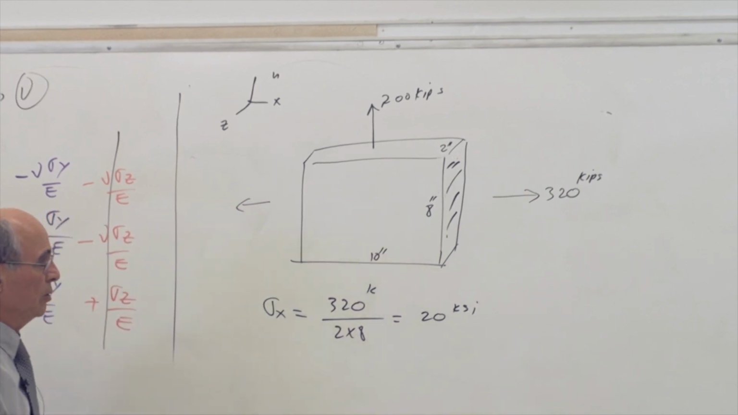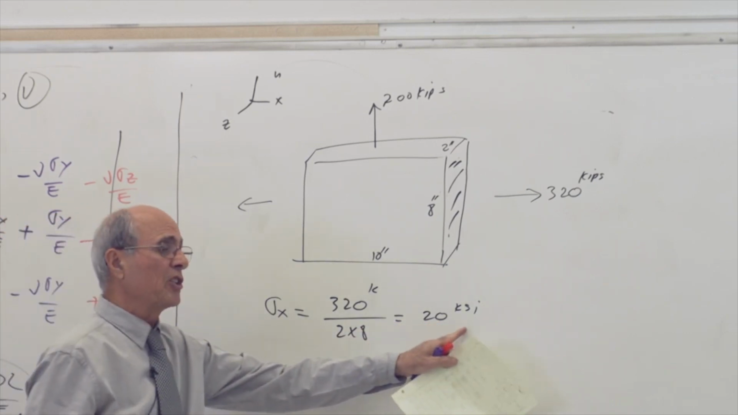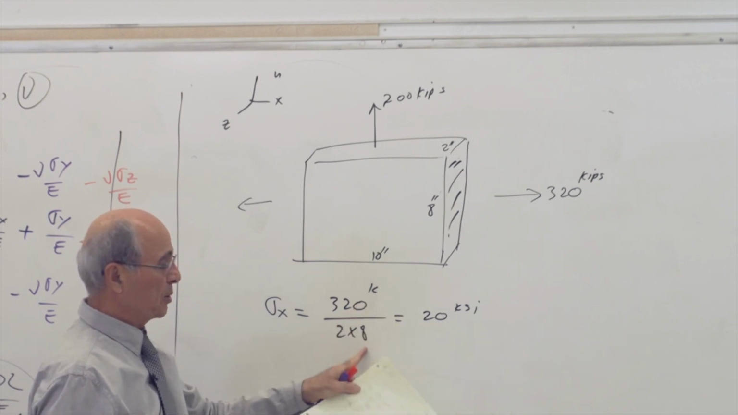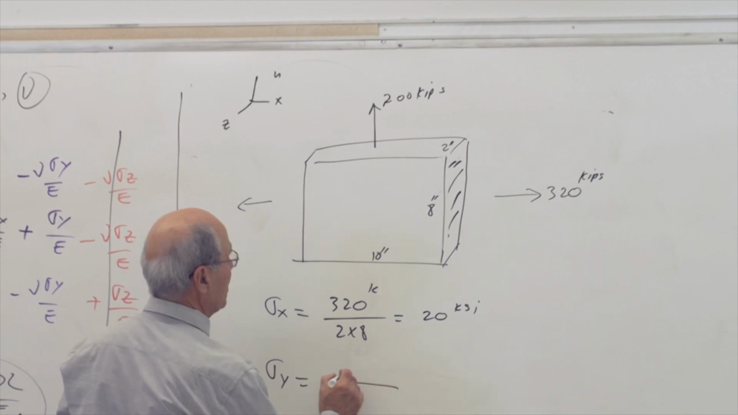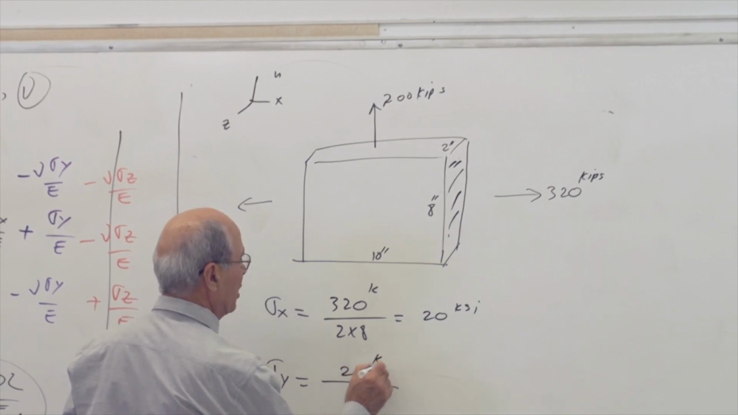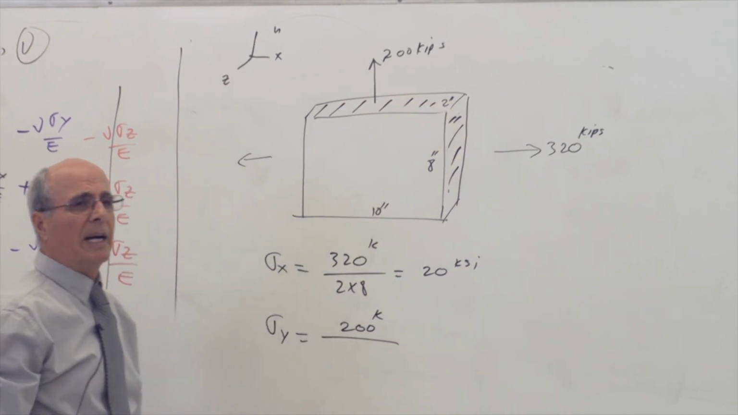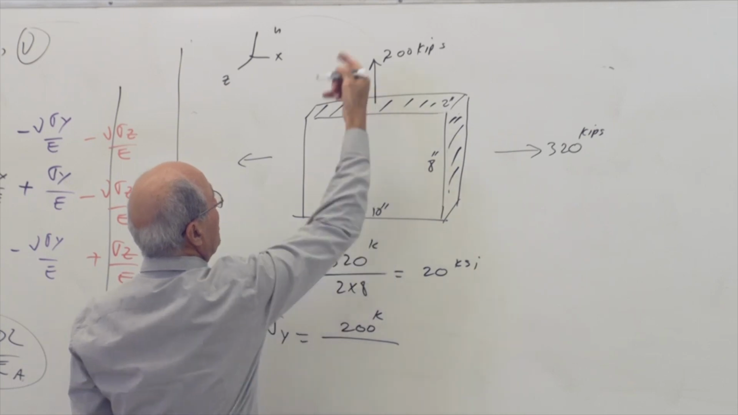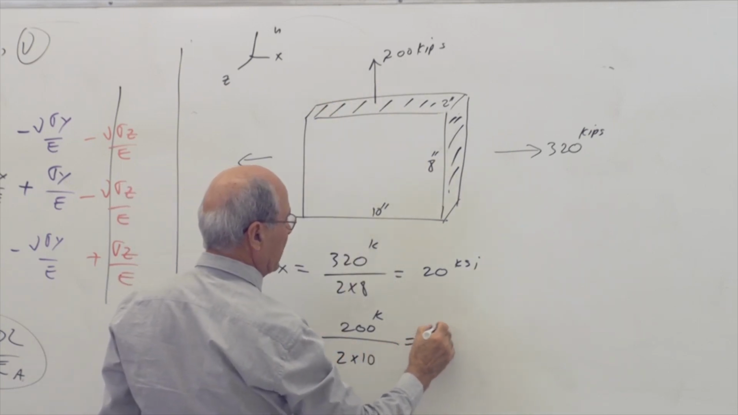Still, some students do not understand that idea of KSI versus kips. Kips is the 1,000 pound. KSI is kips per inch square. Everybody understand? Kips per inch square. Then sigma y also is equal to, obviously, 200 divided by what? 200K divided by what area? This time we are talking about that area which is 2 by 10, because that's resisting that load. So it is 10 KSI.